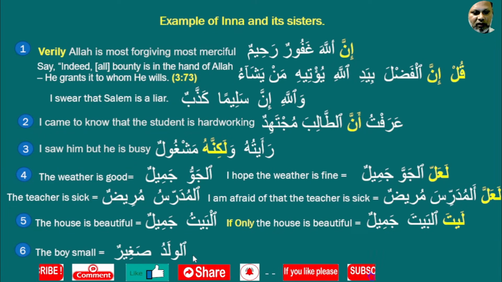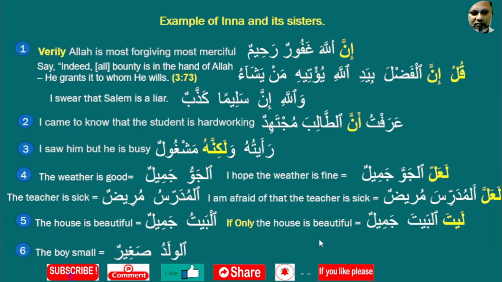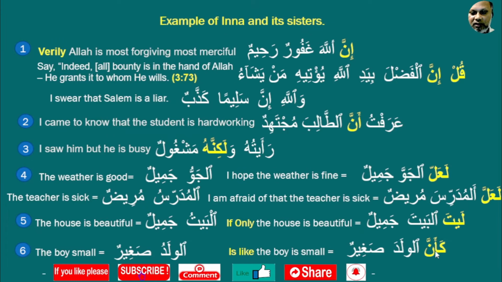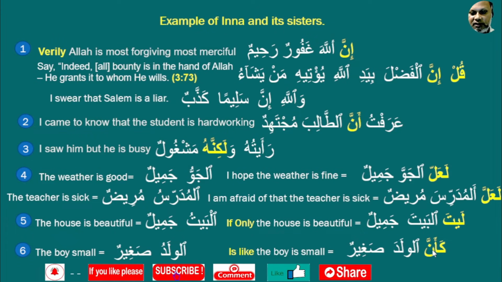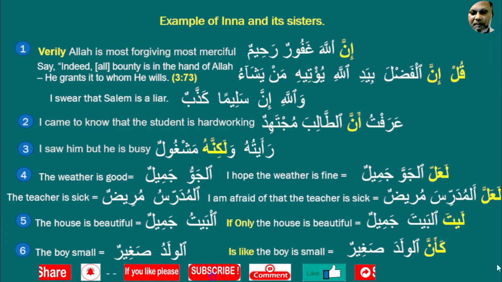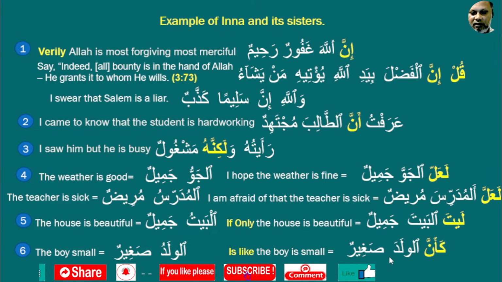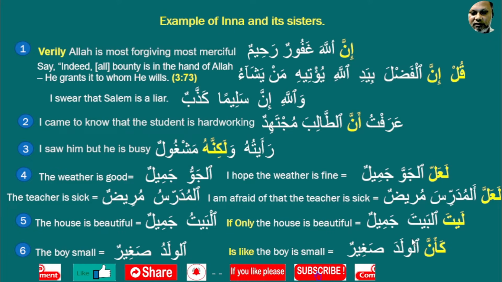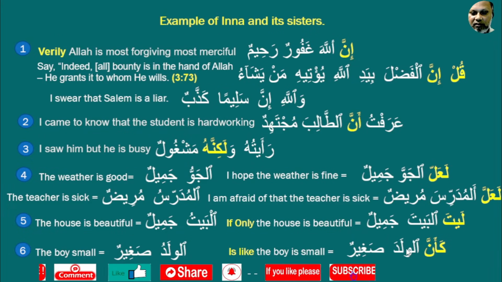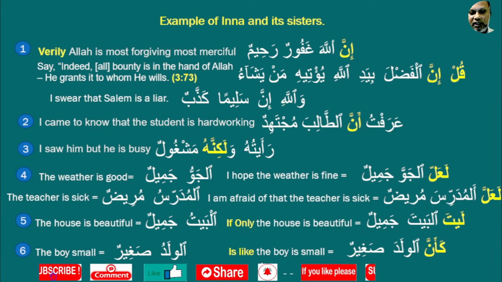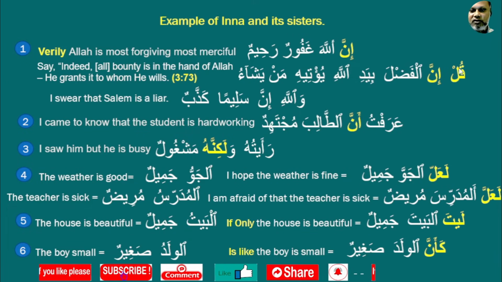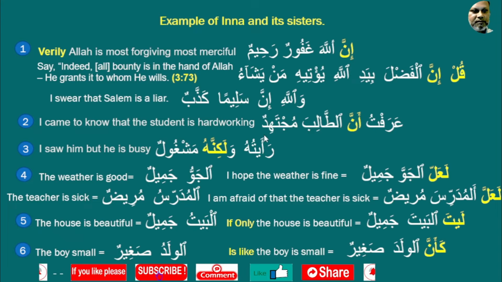The boy is small. Al-waladu saghirun. But if you want to say it is like the boy is small, then ka'anna comes in. Ka'anna means is like. Ka'anna al-walada, this is also from al-waladu becoming al-walada. Ka'anna al-walada saghirun. Is like the boy is small. This is the way inna and its group particles are used.